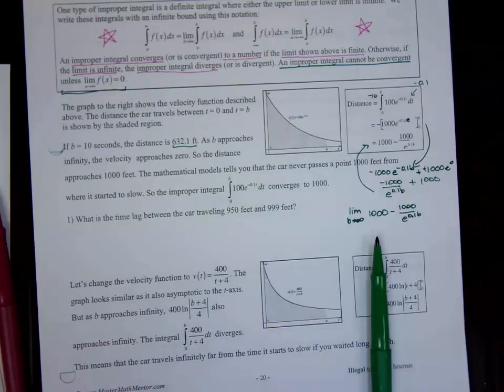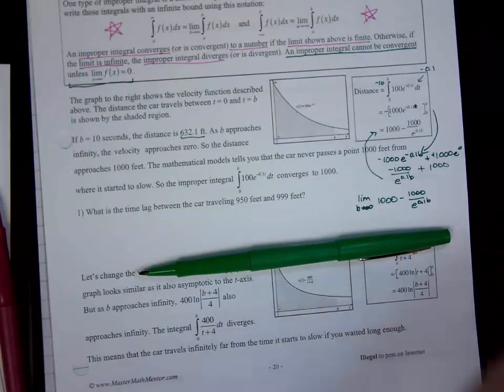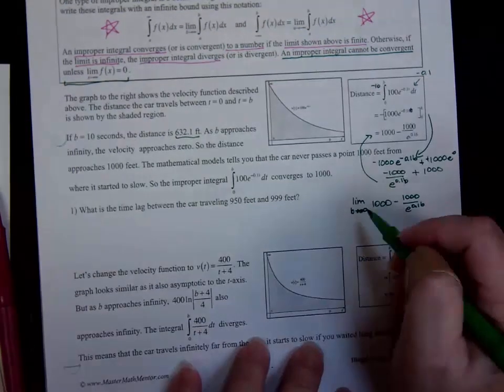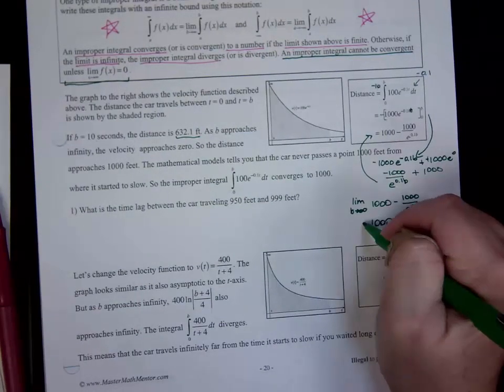What does the graph of y equals 1,000 look like? A flat line, right? Looks just like that. As I go all the way to the right, what's the y value going to be? 1,000. It's always going to be 1,000, isn't it? So the limit as b approaches infinity of 1,000 is 1,000.